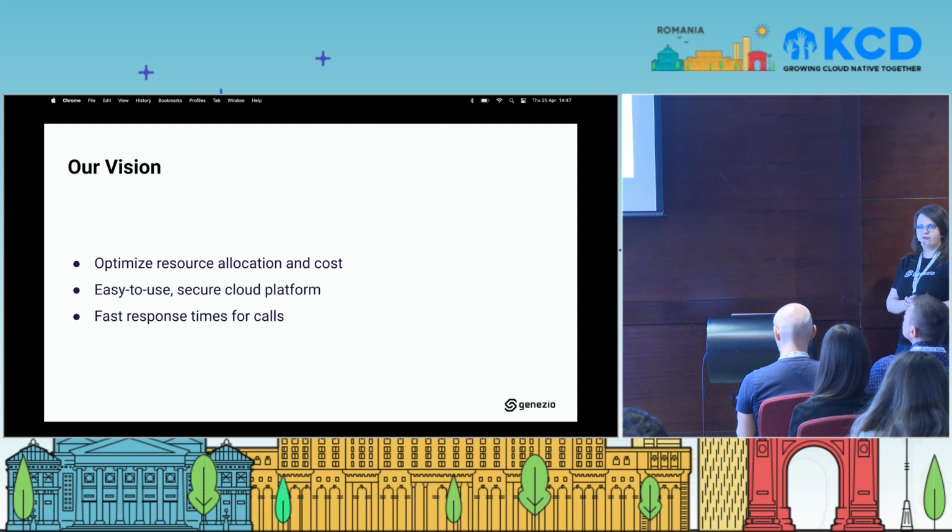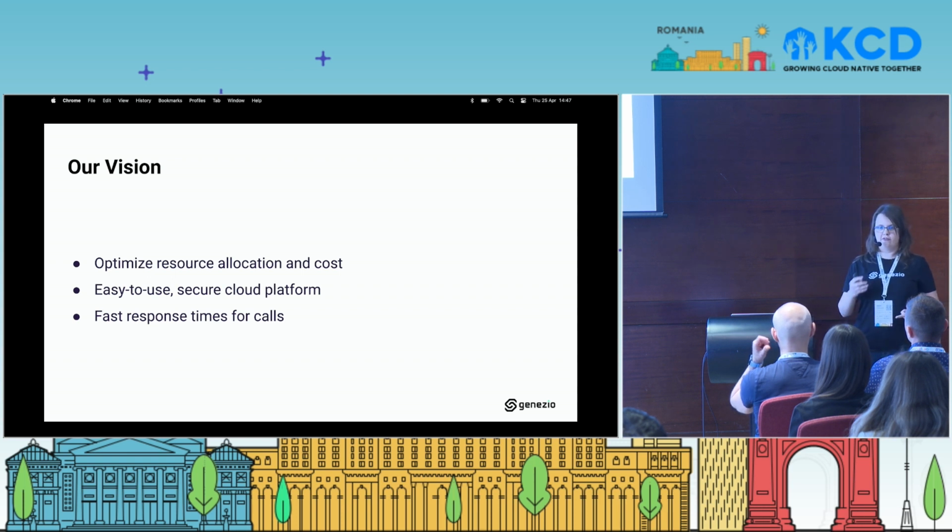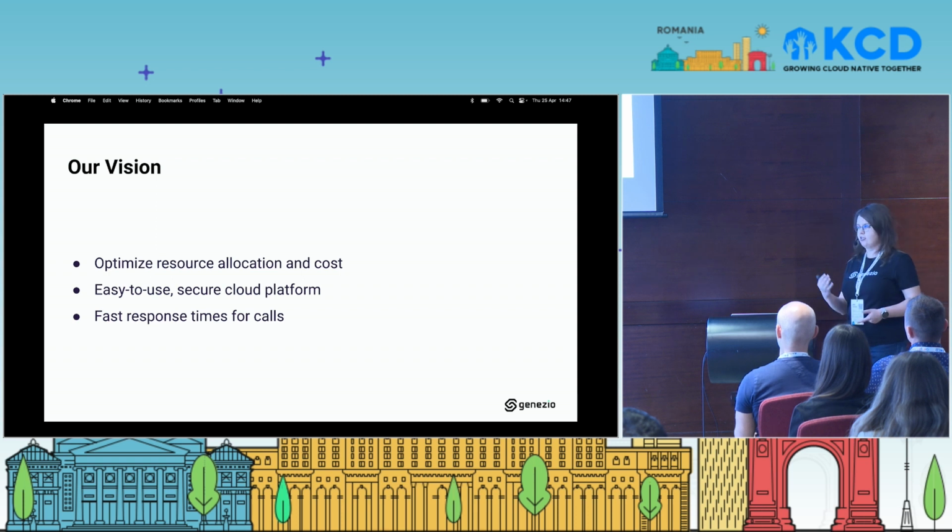First of all, we have a vision at Genezio. We want to optimize resource allocation. That means fewer costs and fewer resources used. We want to make an easy-to-use and secure cloud platform. We truly believe that the developer should focus on writing code, not on deploying, managing instances, and trying to bring back lost instances. And we want to focus on fast response times for the calls, because no one wants to build a web app or a mobile app that doesn't respond in an instance that's unresponsive, right?